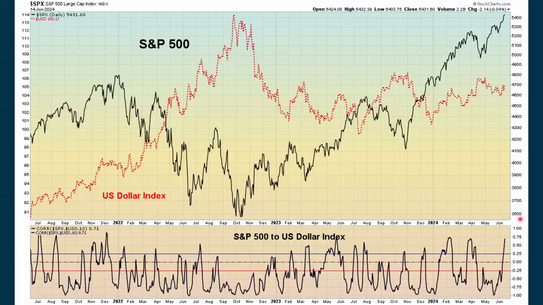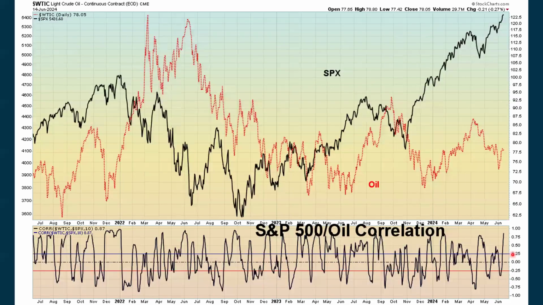Then we look at some correlations, and we're seeing a real strong correlation between the S&P and the dollar. Now, lately, when this gets down here, if the dollar is up, that will pressure stocks. But this is starting to change, showing that the dollar and stocks can both go up or down together at the same time. And we're looking at a correlation between the S&P 500 and oil.